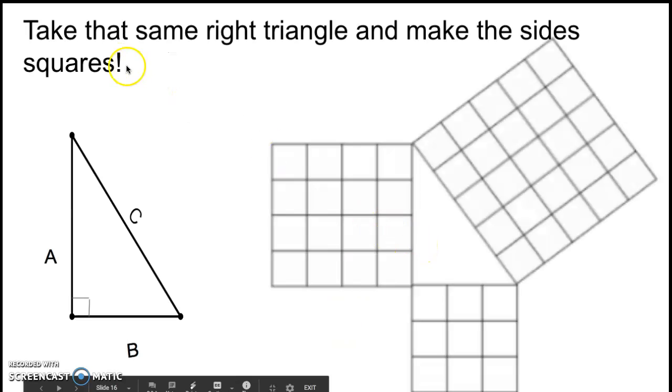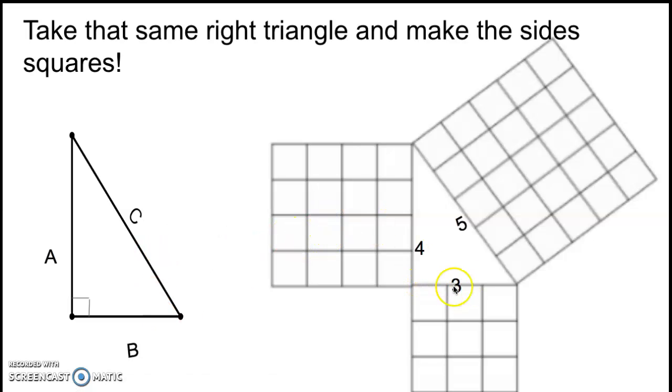Today, we're going to make the same right triangle, and we're going to make each of the sides into a square. Now, what do I mean by a square? I mean that we're just going to call this side length 3, this side length 4, and this side length 5, and I'm going to square them. I'm going to make a 3 by 3 square here, a 4 by 4 square here, and a 5 by 5 square here. Now, you don't necessarily need to draw this, you just need to picture this or look at your screen right now.